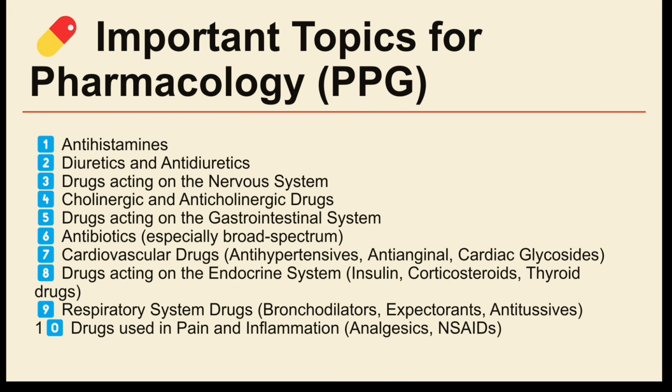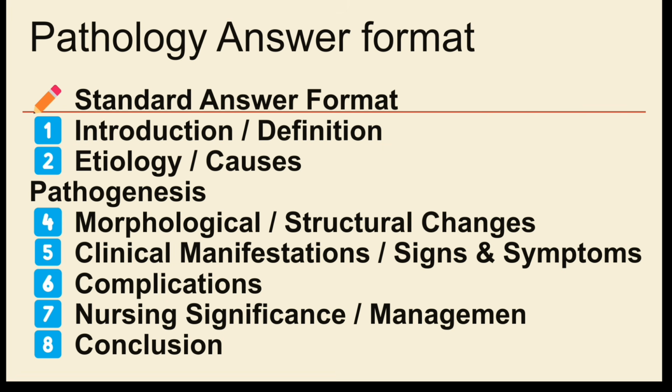Important topics for pharmacology: antihistamines, diuretics and antidiuretics, drugs acting on nervous system, cholinergics and anticholinergics, drugs acting on gastrointestinal system, antibiotics, cardiovascular drugs, drugs acting on endocrine system, respiratory system drugs, drugs used in pain and inflammation. These are the main and important topics in PPG. Now we completed pharmacology answer format and important topics.